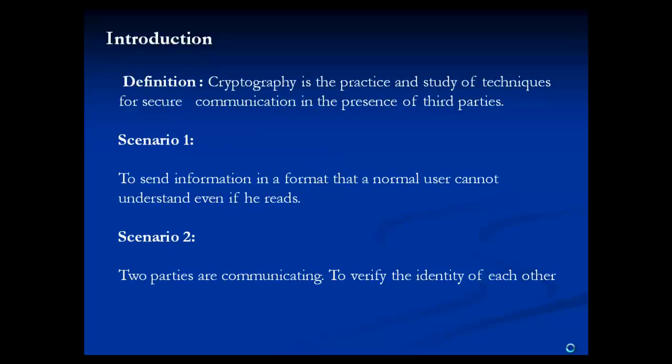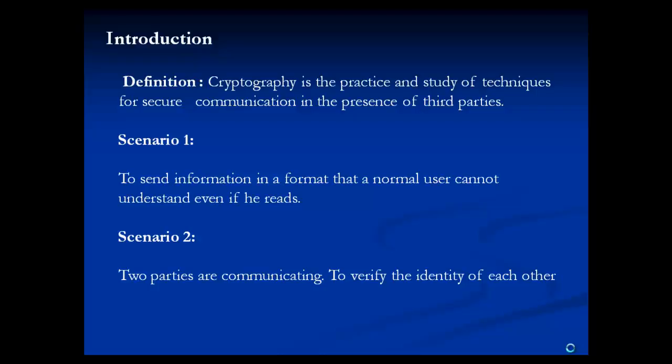To start with, let us consider a scenario where I want to send information in a format that a normal user cannot understand even if he reads the information I am sending. And in another scenario, I am receiving some information from a sender and I want to verify the identity of the sender. These are the two typical scenarios where I need cryptography, and we have many other scenarios. These are just sample examples of where we need cryptography.